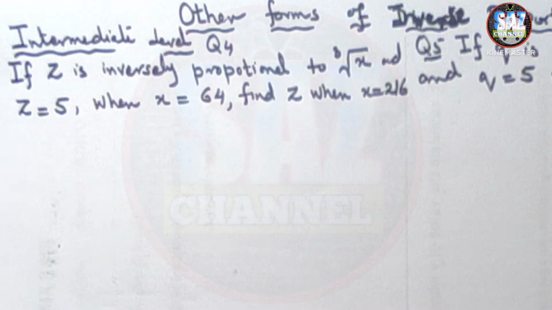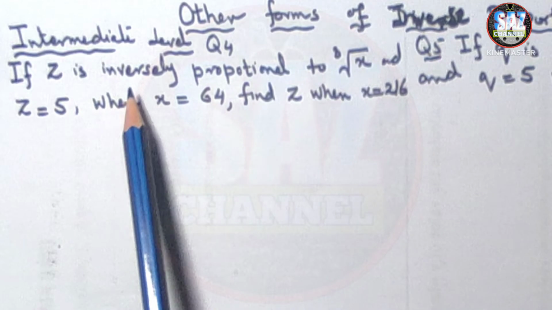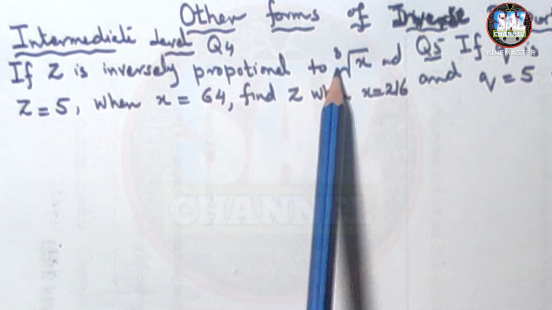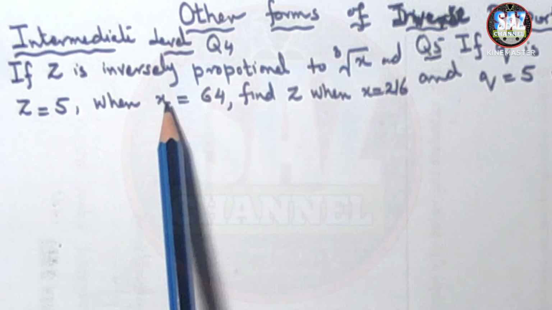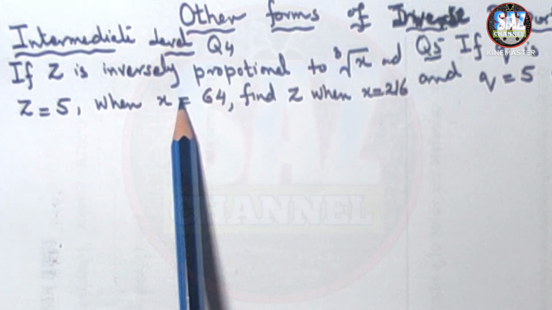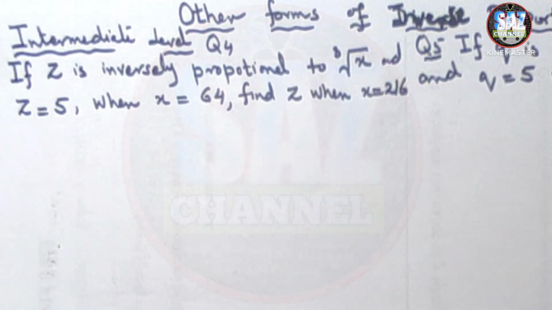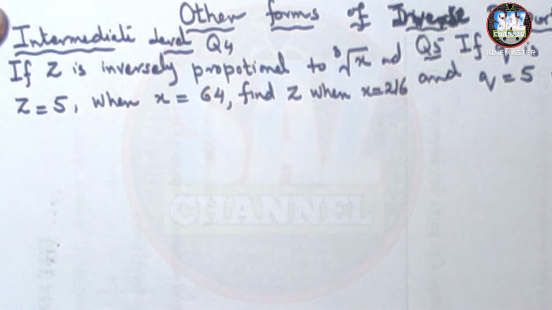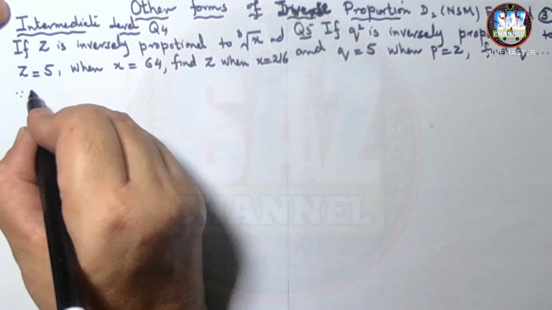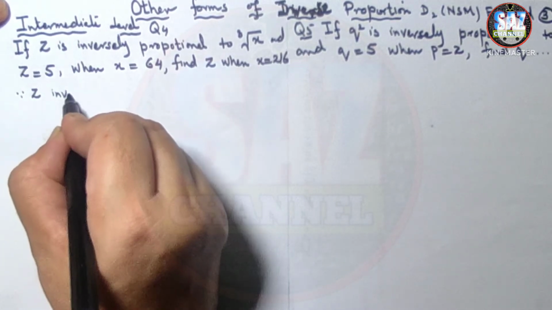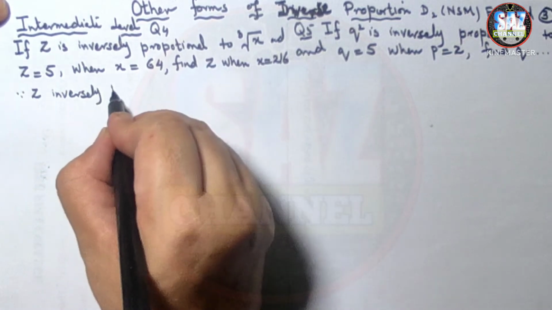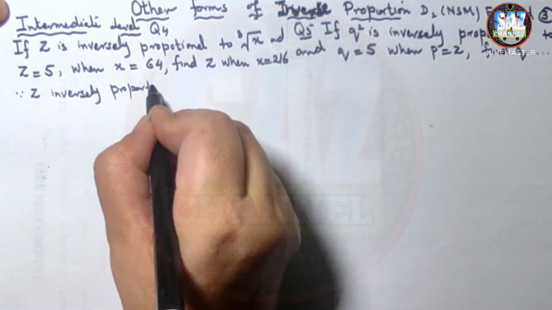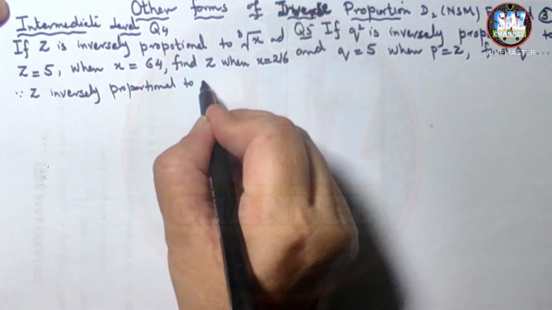In this class, students will be learning and discussing intermediate level question 4 and 5. Question 4 says, if z is inversely proportional to cube root x, and when z is equal to 5, x equals 64, find z when x is 216. So first of all, it's really important to understand what will be the relationship between z and cube root of x, because z is inversely proportional to cube root x.